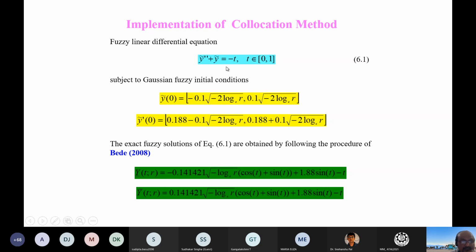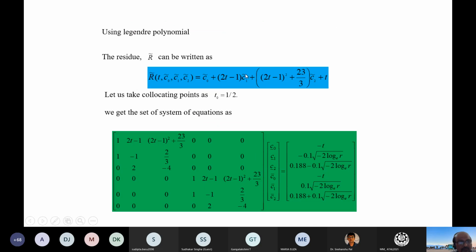The fuzzy linear differential equation is given by this equation, y double dash plus y is equal to minus t, where we have taken Gaussian fuzzy initial conditions. These are y and y dash with respect to fuzziness. Bede in 2008 gave the exact fuzzy solution for this problem. Here we are doing it in terms of the collocation method.